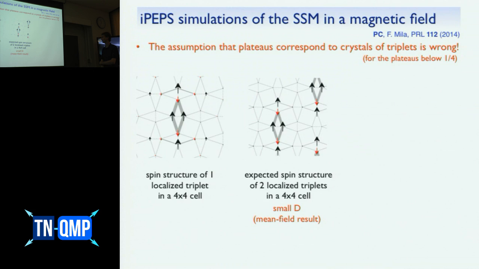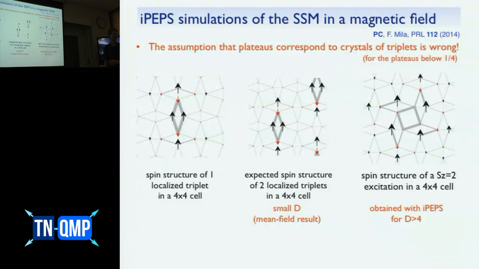But then if you go to larger bond dimensions, you really obtain something completely different. These are two triplet excitations, but they don't repel each other; they form a bound state of two triplets. So this is an S=2 excitation. This was really unexpected, and I was working with Frédéric Mila on this problem, who has been writing theory papers on this for more than 10 years, and he was really very intrigued by this. So we did many tests, and finally we concluded that these objects are stable, and that in the end the crystals that we obtain are not crystals of these triplets, but of these bound state objects.